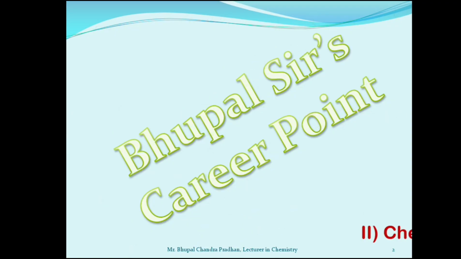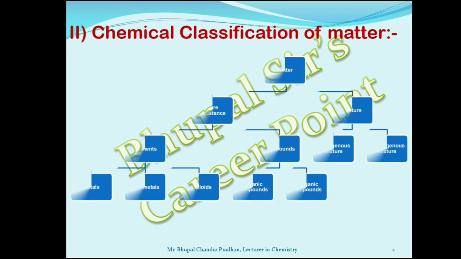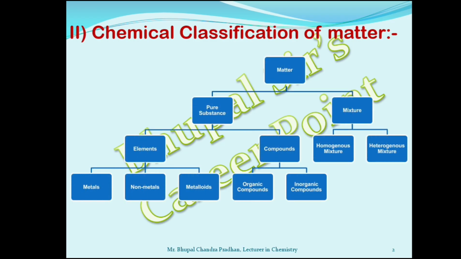Chemically, how is matter classified? Chemical classification of matter. According to chemical classification, first of all, matter is of two types: pure substance and mixture. Again, pure substance is of two types, that is elements and compounds. The elements can exist in three different forms. These can be metals, non-metals or metalloids. Depending on source, compounds are of two types: organic compounds and inorganic compounds. Depending on composition, mixtures are of two types: homogeneous mixture and heterogeneous mixture.